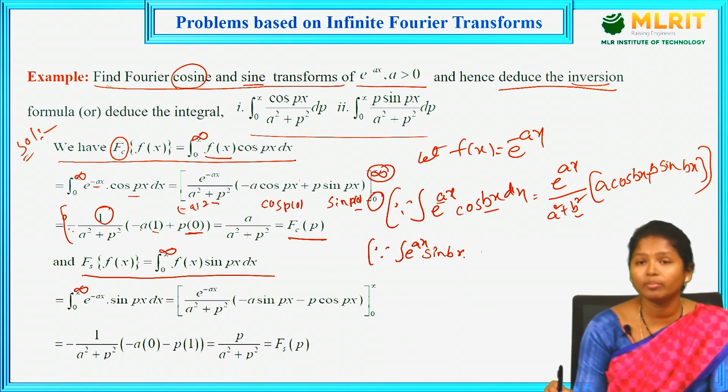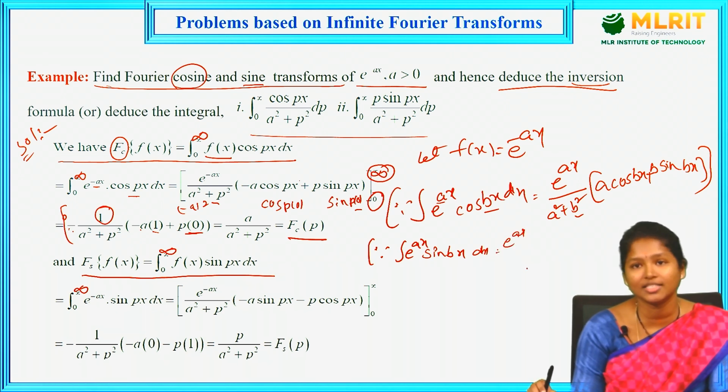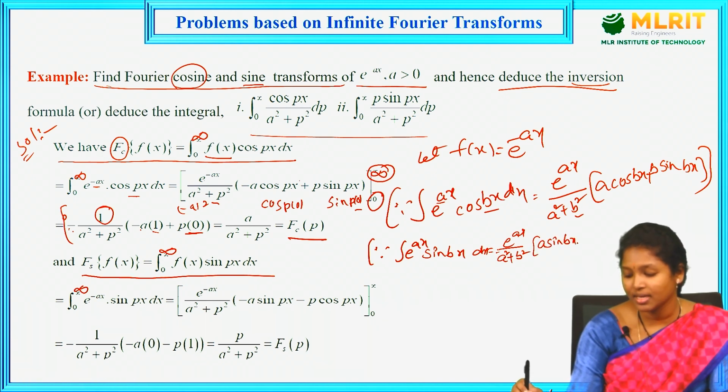What is the formula for integral of e power ax sine bx dx? Already in the last session I discussed the formula. Again I am writing it here: e power ax by a square plus b square, into a sine bx minus b cos bx.